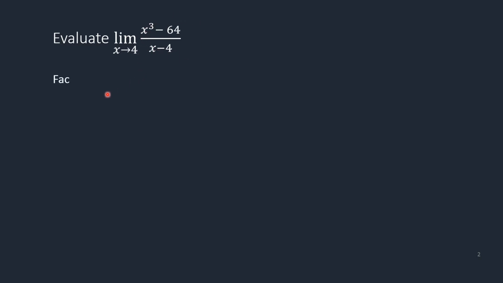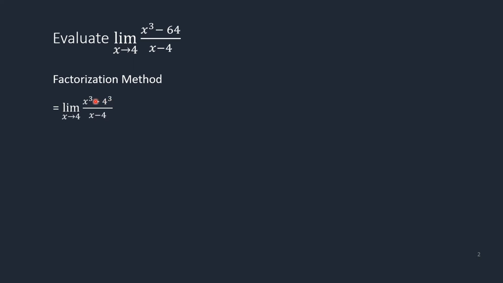So the limit by factorization method is limit of x cubed minus 4 cubed over x minus 4 as x approaches 4. Here I have written 64 as 4 cubed. Now if we put x equals 4 in the denominator, it will become 0 and the function becomes undefined. So we cannot solve this limit by direct substitution. For that we have to factorize the numerator.